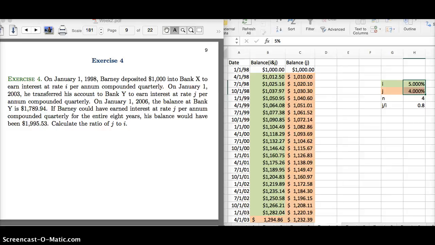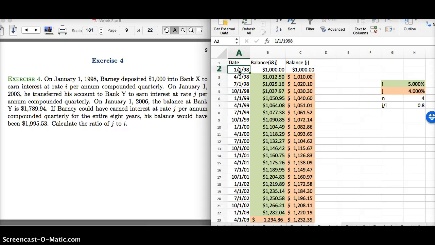In exercise 4, we have Barney depositing $1,000 into Bank X on January 1, 1998, at a rate of interest I, which we're not told what I is, per annum, which means per year, so it's a nominal rate, and it's compounded quarterly. So we have to do our timeline in quarters. So we started with 1/1/98, and then the next one would be April 1/98, July 1/98, etc.